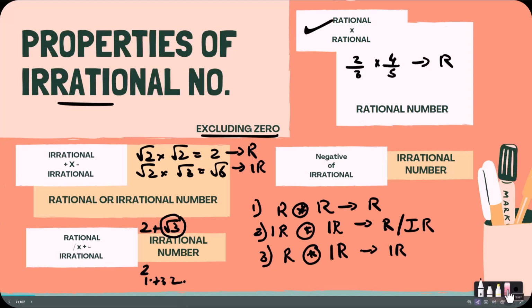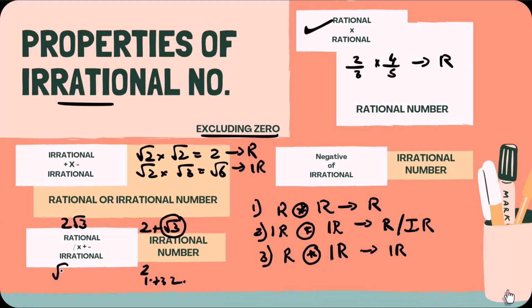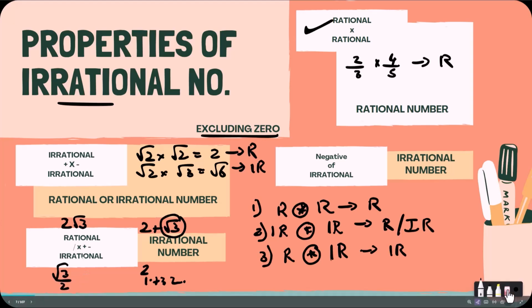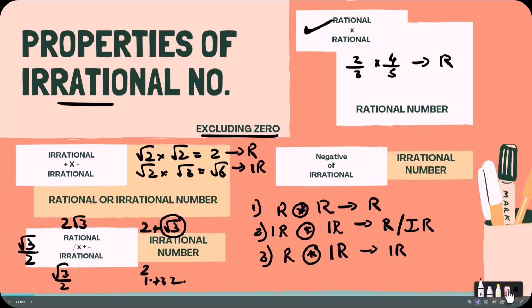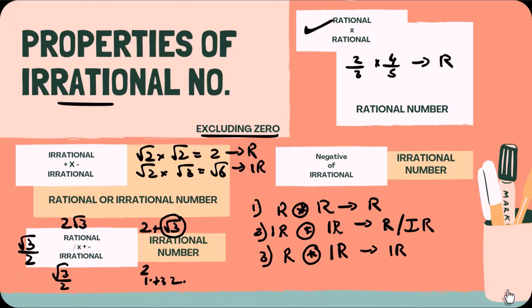I can give multiple examples. If I have 2 root 3, same scenario, 2 root 3 is an irrational number, right? Or root 3 by 2. Is that an irrational number? You might see p by q, but this is not p. Is root 3 p? No, p should be an integer. Root 3 is an irrational number, so irrational by rational will become irrational.